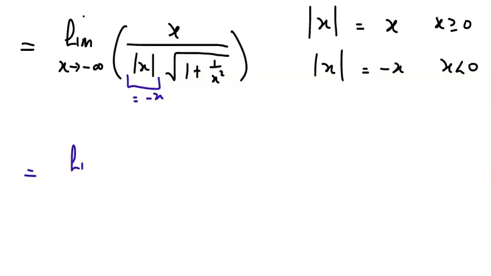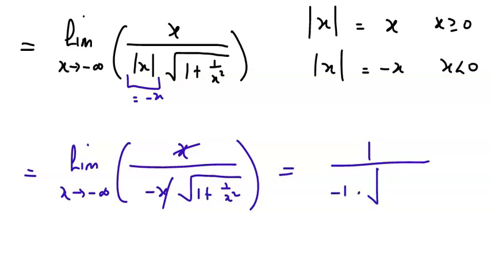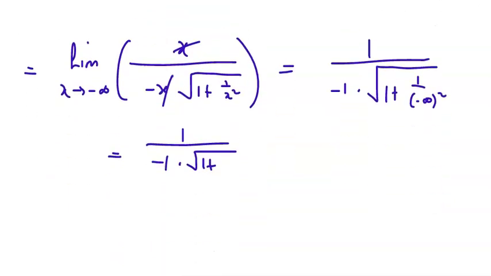So from here, this is equal to the limit as x approaches negative infinity of x divided by negative x times the square root of 1 plus 1 over x squared. Then we can see this and this get cancelled, and taking our limit, this is equal to 1 over negative 1 multiplied by the square root of 1 plus 1 over negative infinity squared. Negative infinity squared gives us positive infinity.